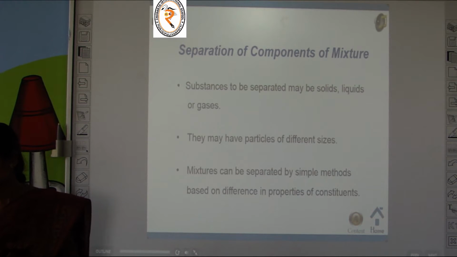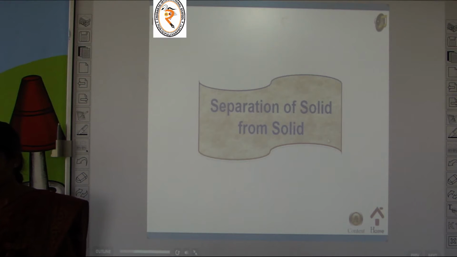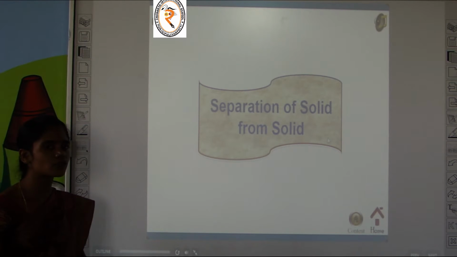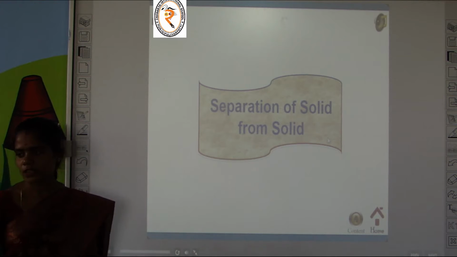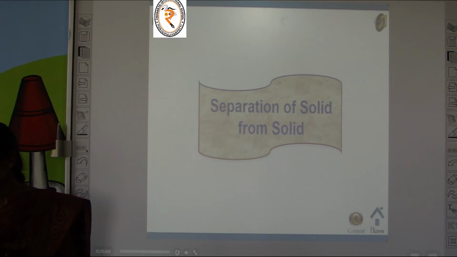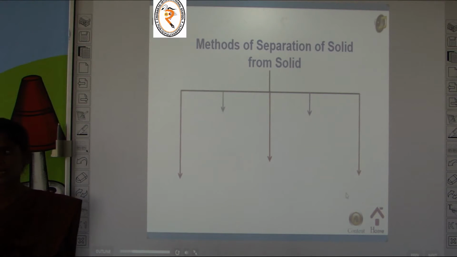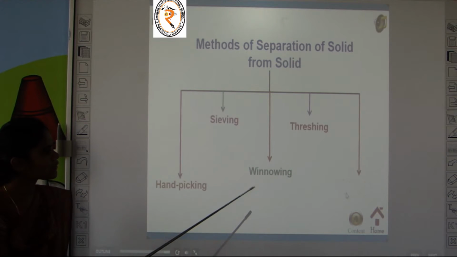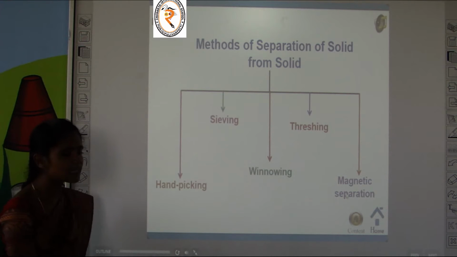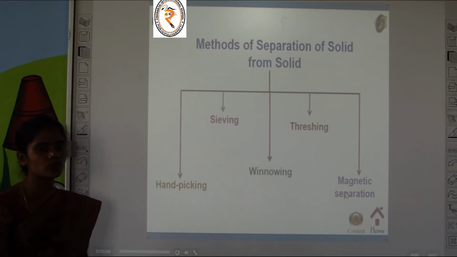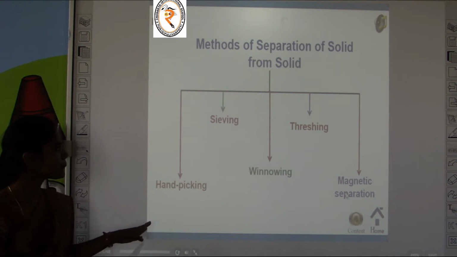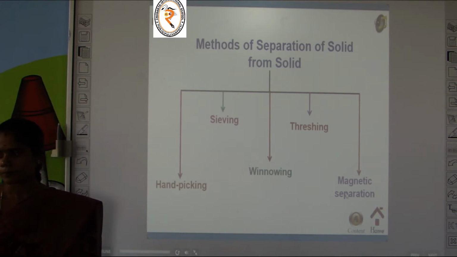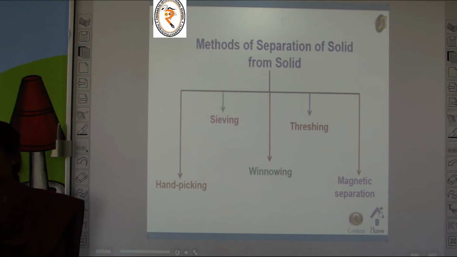Okay. The next topic. How can we separate solid from solid? What are all the methods used to separate... magnetic separation. Okay, let us see one by one in detail.